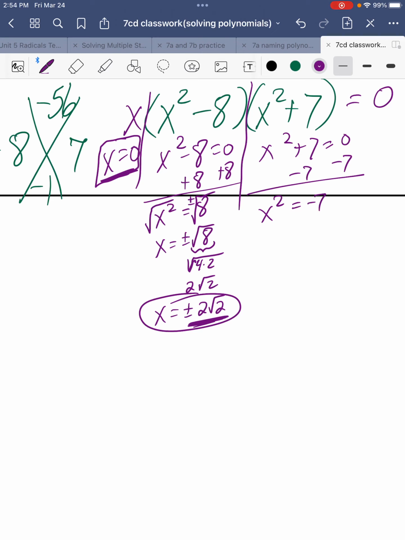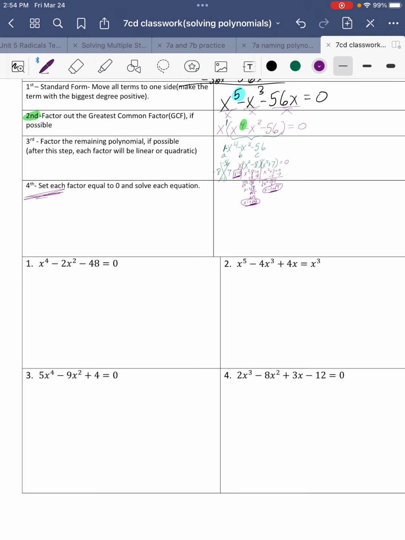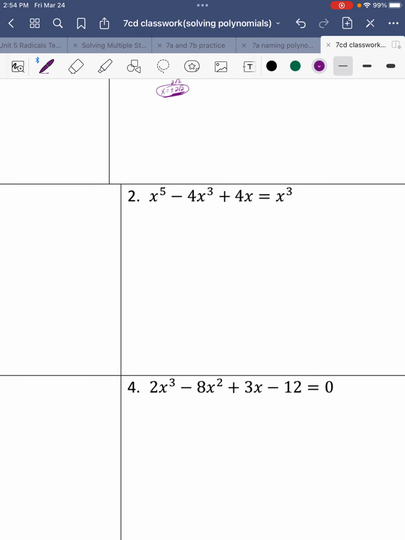Then our other 2 answers are going to come from this other quadratic. Square root, don't forget the positive and negative. The square root of a negative number comes out as i, that's the square root of -1. And then the square root of 7 cannot be simplified. And there are your other 2 solutions. So we have 5 total. 2 here, 2 here, and 1 at the very beginning.